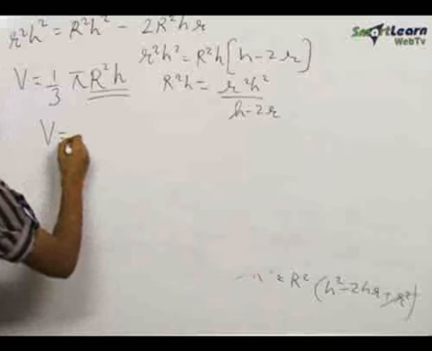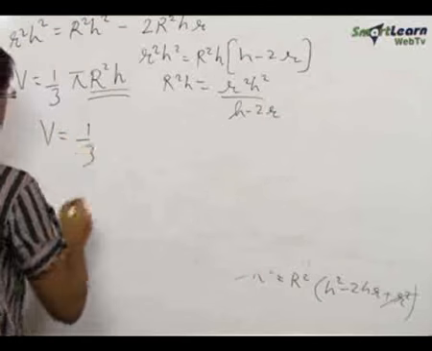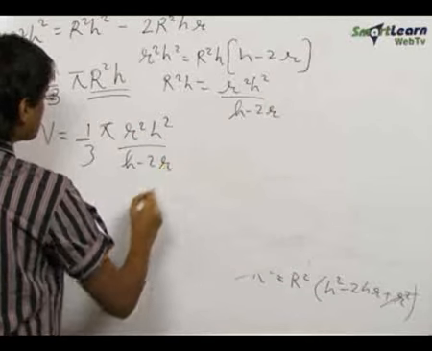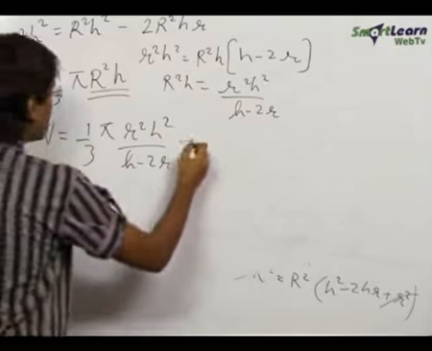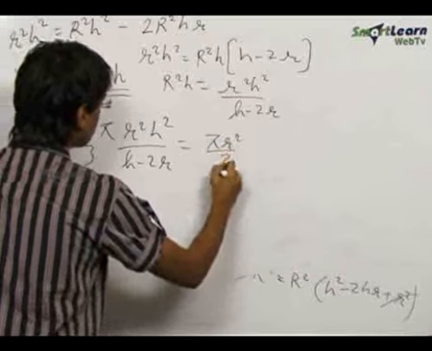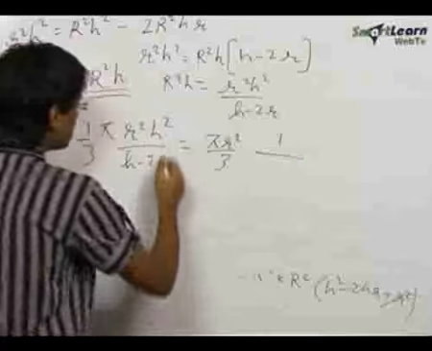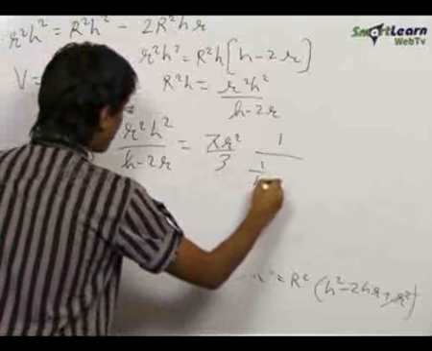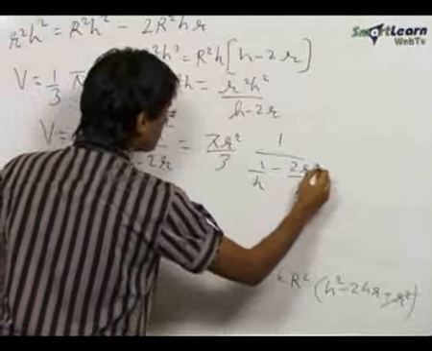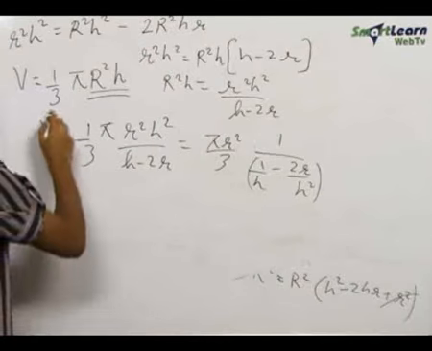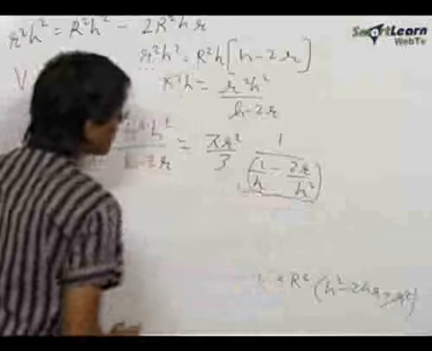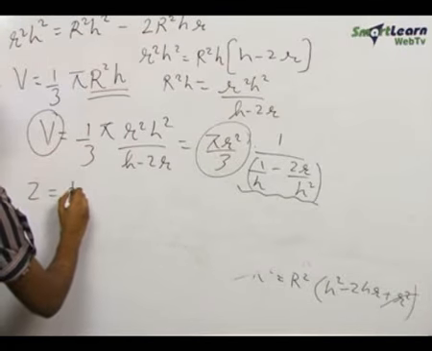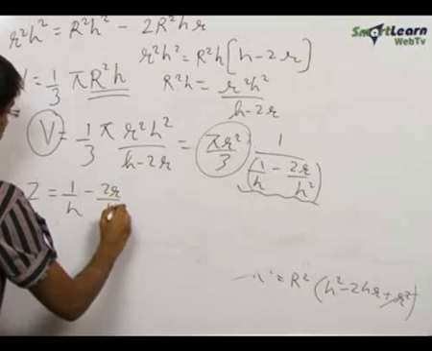So we can write the volume to be equal to 1 by 3 times pi R square h, which is r square h square upon h minus 2r, or this can be written as pi r square by 3 into 1 upon, h square can be divided into numerator and denominator, to get 1 by h minus 2r by h square. Now in order to minimize the volume, the denominator has to be maximized because this thing is constant. So let us write z is equal to 1 by h minus 2r by h square.